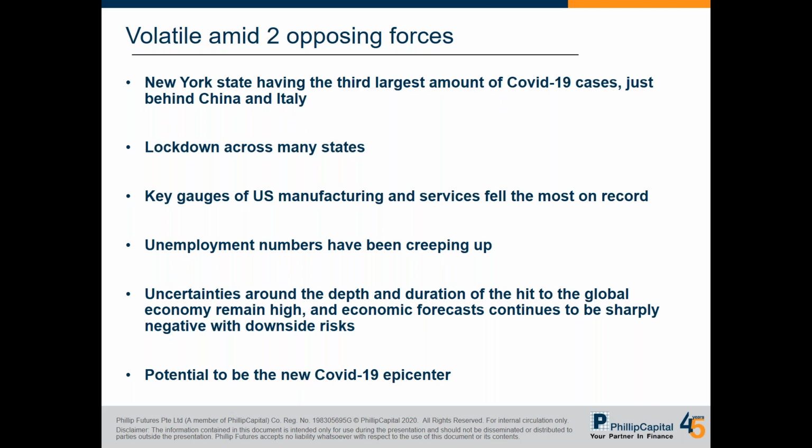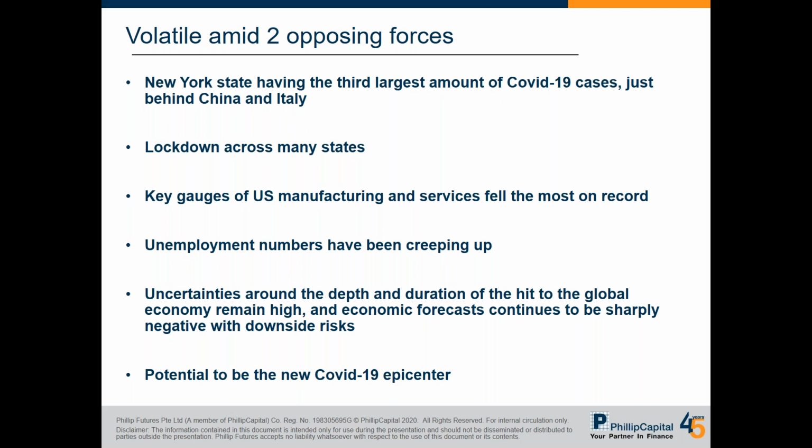There are also many lockdowns across various states. As explained just now, if you look at the numbers, when China had a lockdown, their numbers were affected greatly. So right now, with US states entering lockdowns, their numbers will be impacted as well. The key gauges of US manufacturing and services have also fallen the most on record, if we are looking at last night's numbers, which I will show you all later, and we can also see that unemployment numbers have been creeping up.